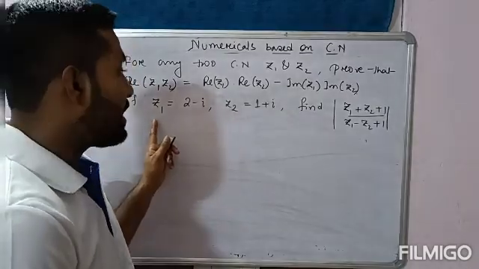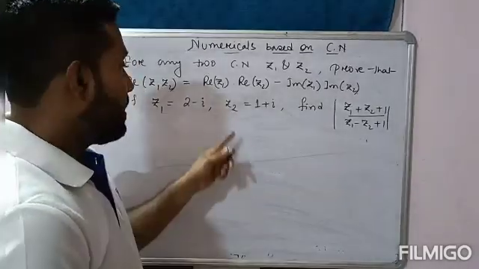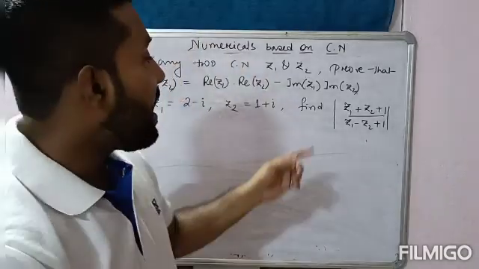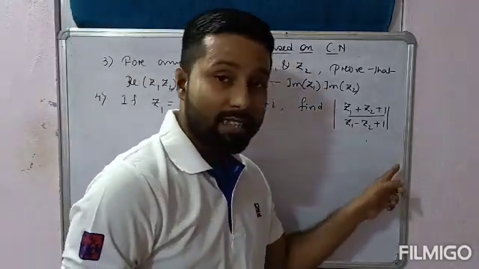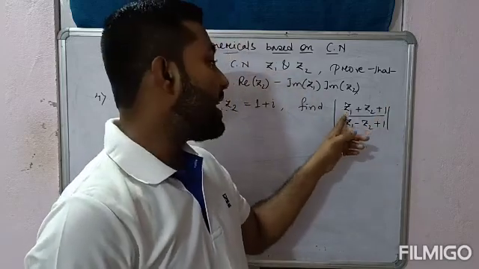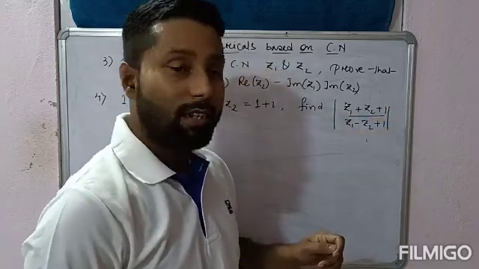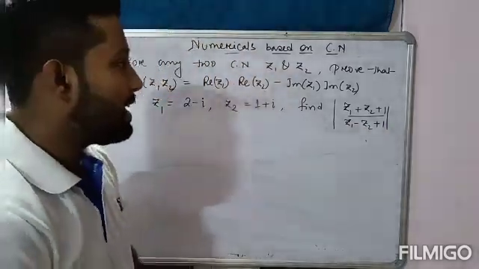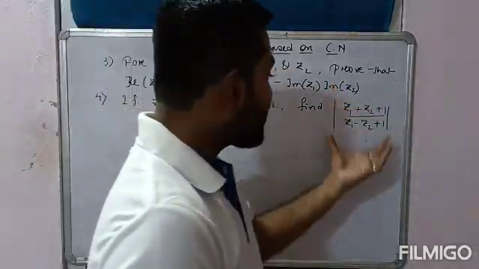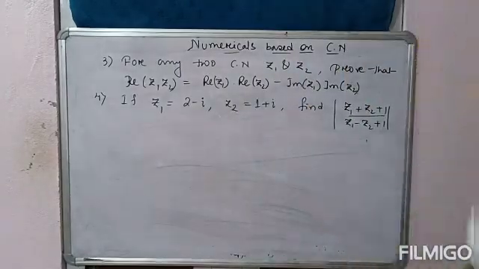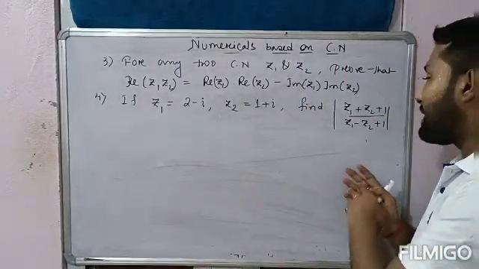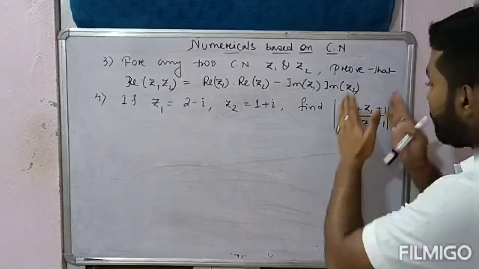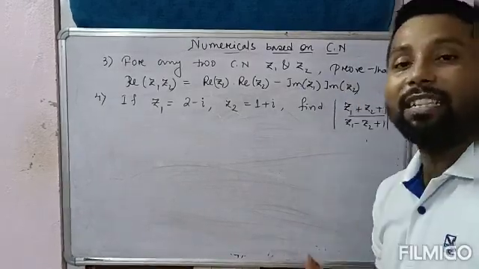If z1 is equal to 2 minus i and z2 is equal to 1 plus i, then find the value of modulus of (z1 plus z2 plus 1) divided by (z1 minus z2 plus 1). Alright, तो क्या करना है, ये कॉम्प्लेक्स नंबर ही है, because इसके अंदर z1 भी है z2 भी है, तो ये कॉम्प्लेक्स नंबर ही हुआ है ना. तो ये पूरा कॉम्प्लेक्स नंबर का मॉडुलस फाइंड आउट करने के लिए दिया.